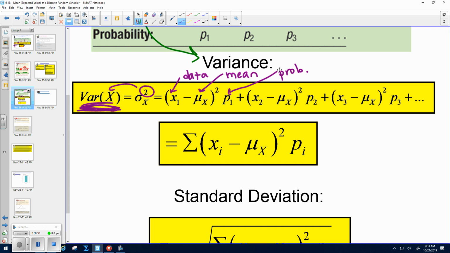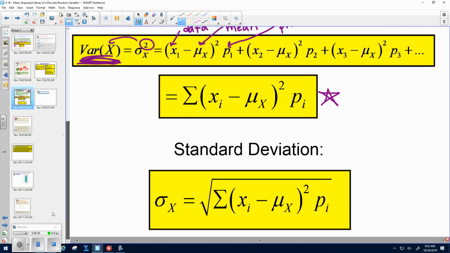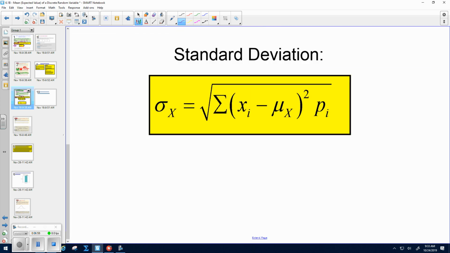Okay. This is the formula on the yellow sheet that you will be given on the exam, which is the sum of every data point minus the mean squared times its probability. Again, this is the variance, okay? So when you want to find the standard deviation, you need to square root the variance. Notice this doesn't have a squared on it, so I have sigma X, and I square root that entire formula to find the standard deviation.